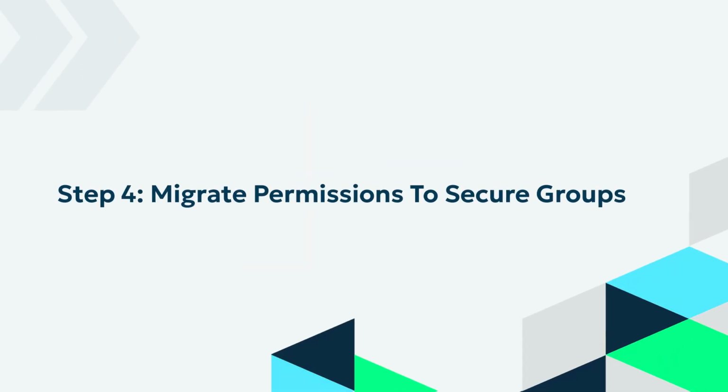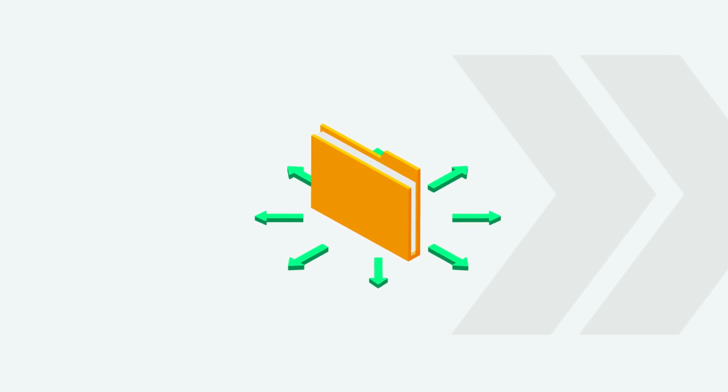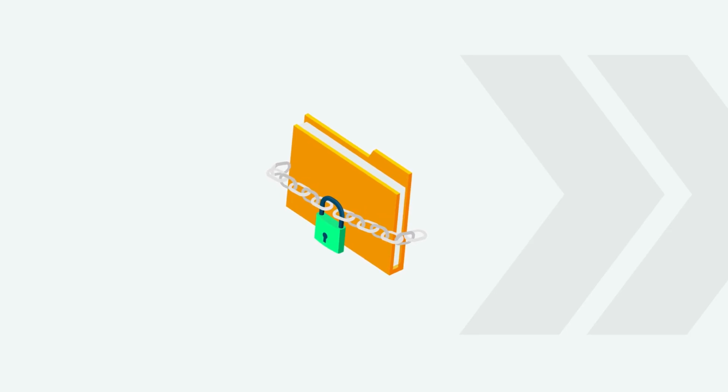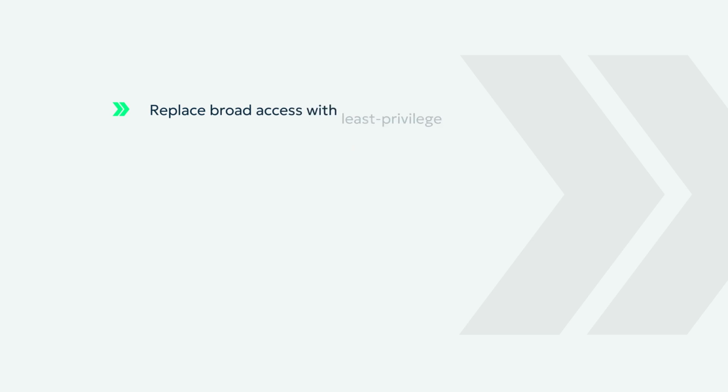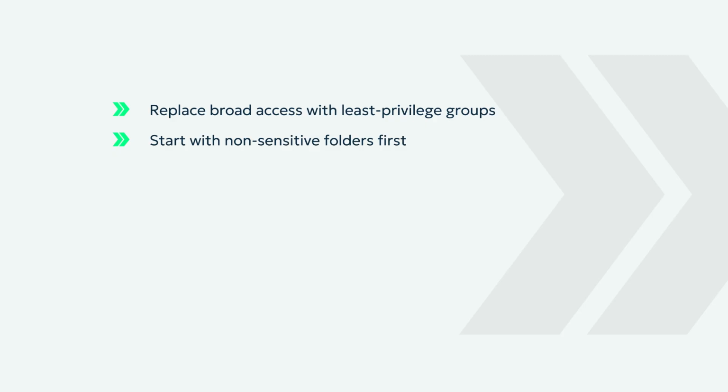Step 4. Migrate permissions to secure groups. This step replaces broad access with role-based group permissions, reducing risk and moving your organization toward least privilege access. Replace broad access with least privilege groups for each folder. Start with non-sensitive folders first.